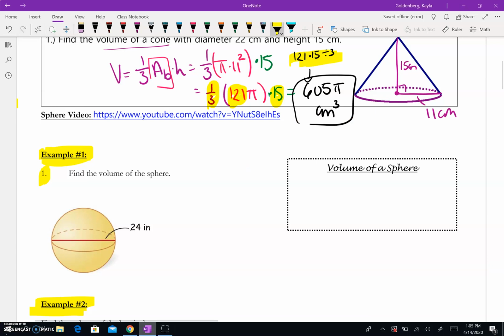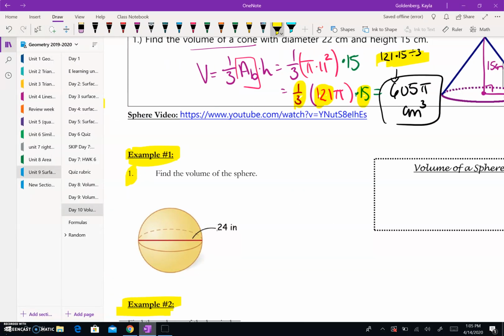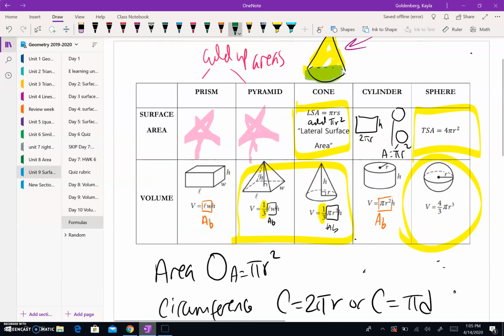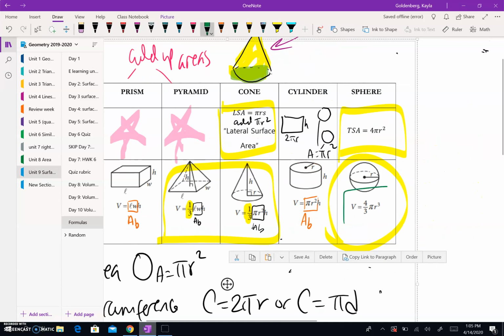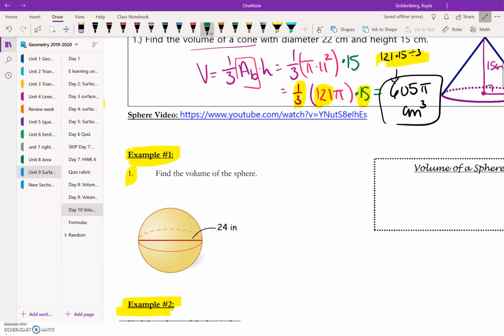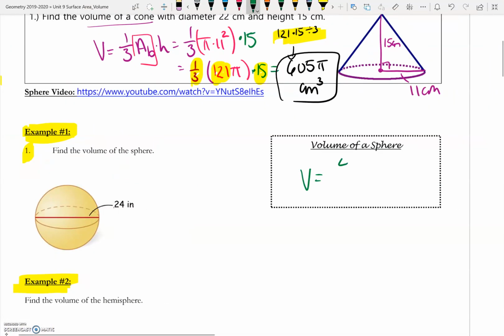Okay, so we're going to write our formula on our spot over here. Notice it's also on your formula sheet in the section for volume. Remember, volume is your second row. So volume is 4/3 pi r cubed. And we are going to go back to our notes. And our volume is 4/3 pi r cubed. Okay, so we're going to use that.